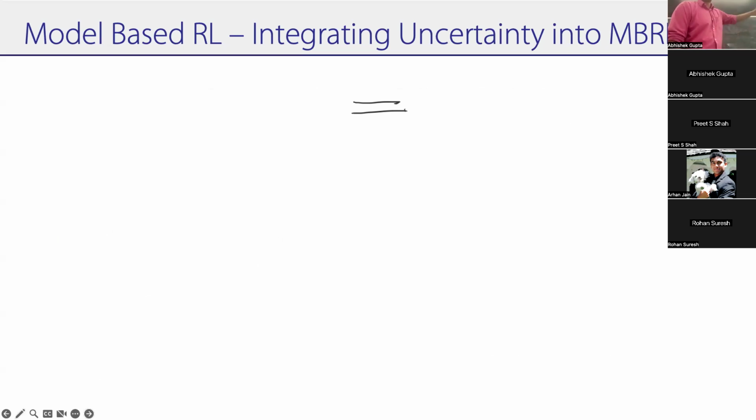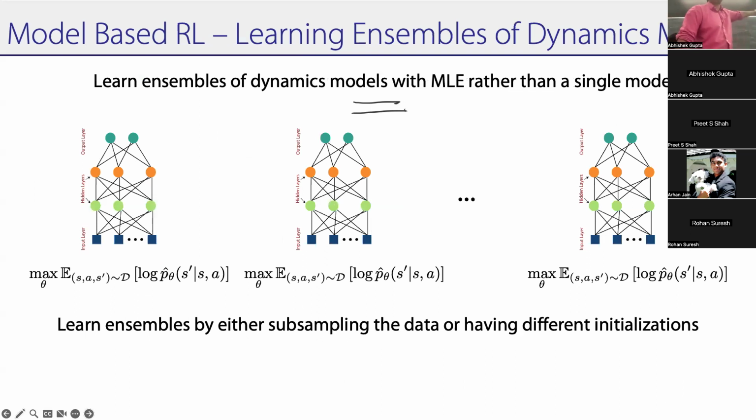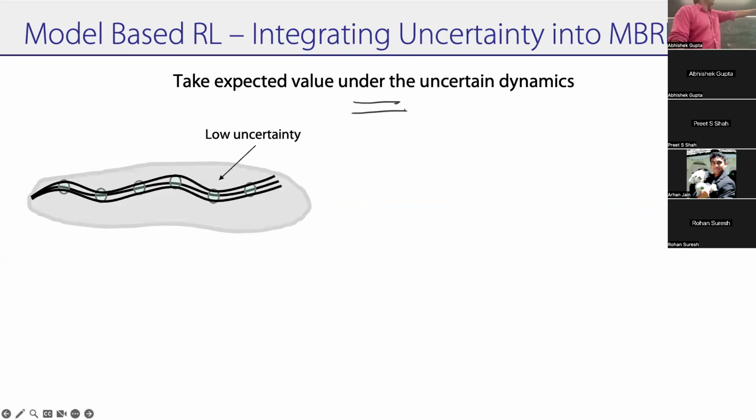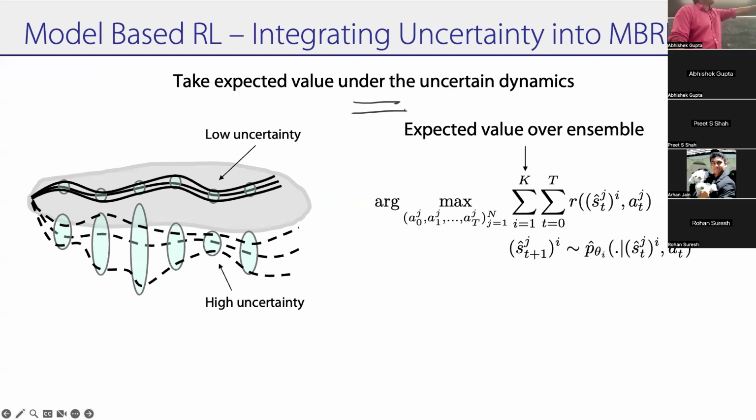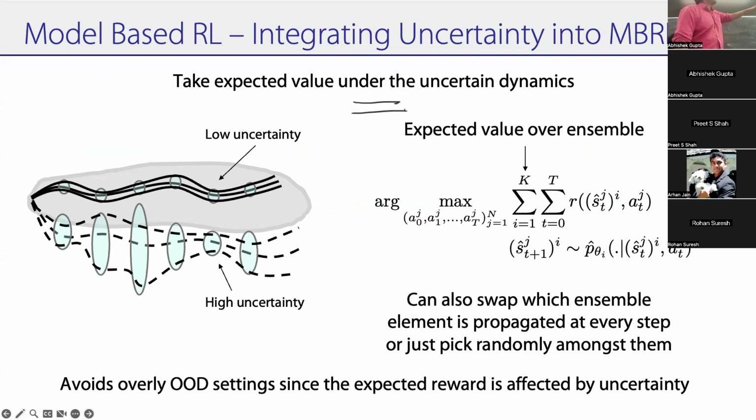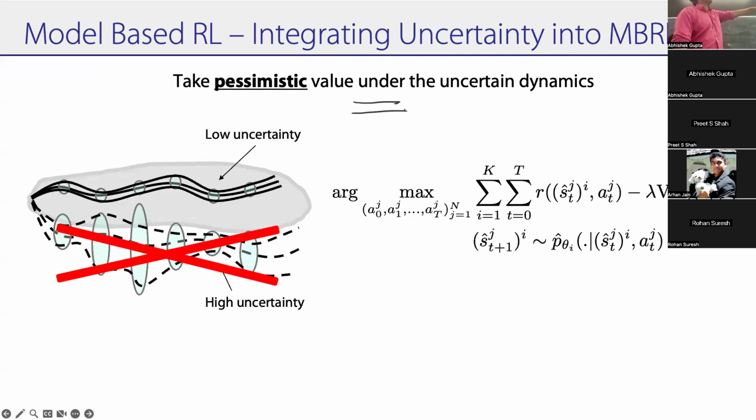So the point is we establish uncertain dynamics by training an ensemble, and then we incorporated that uncertain dynamics into planning by saying either we maximize expected reward over the whole ensemble in expectation, or we penalize things that are high uncertainty by being pessimistic.